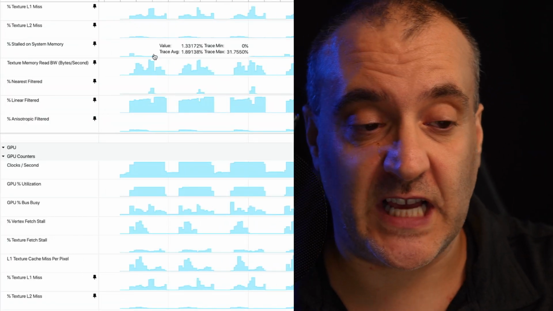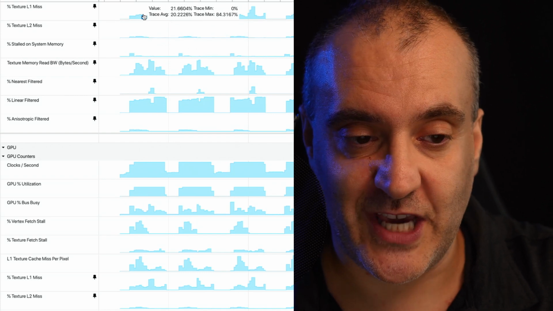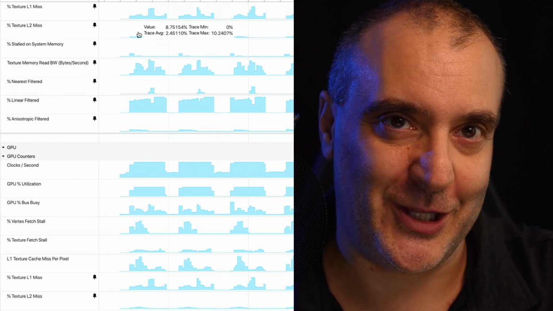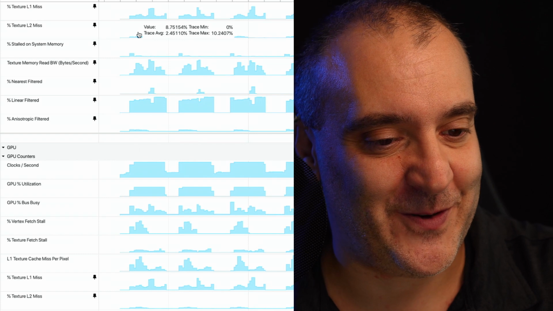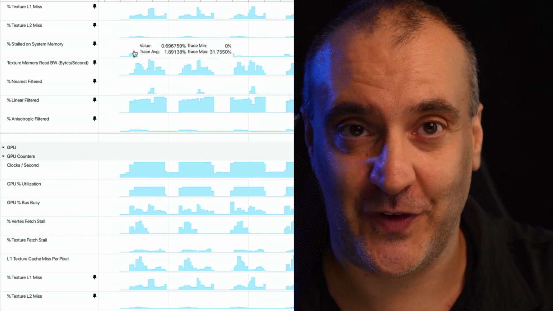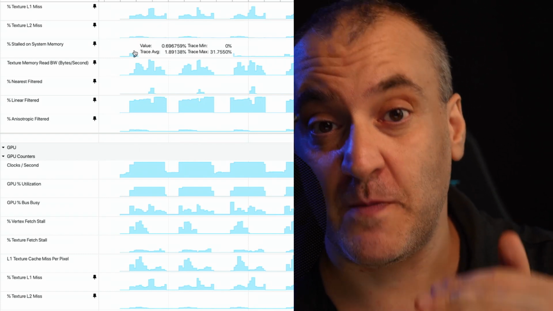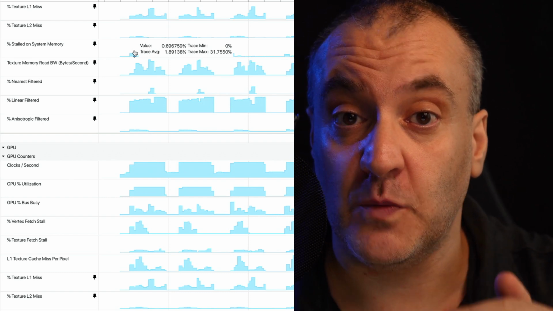So when the texture data is not found in the L1 cache, the request is forwarded to the L2 cache, and then from the L2 cache it is forwarded to system memory. Each step introduces more latency, and each step consumes more power.